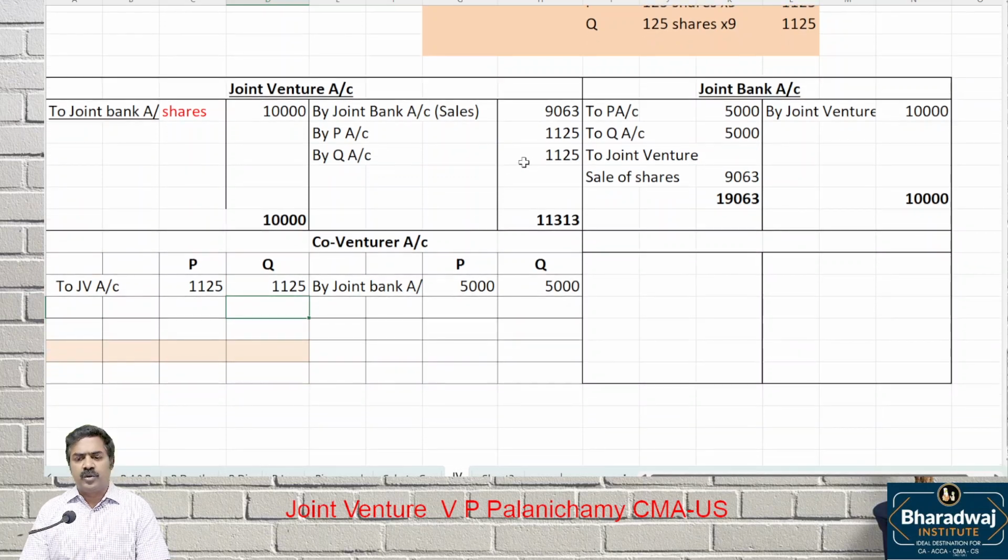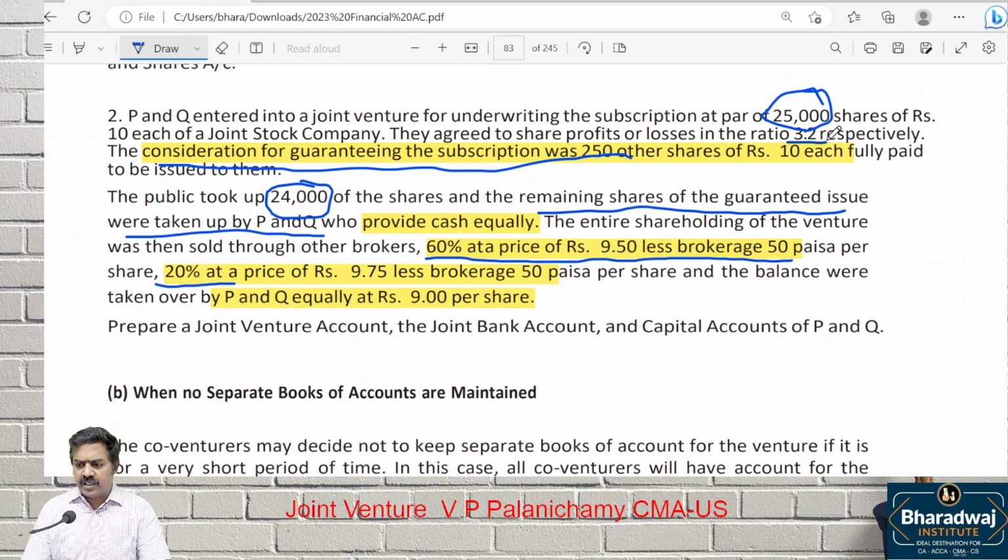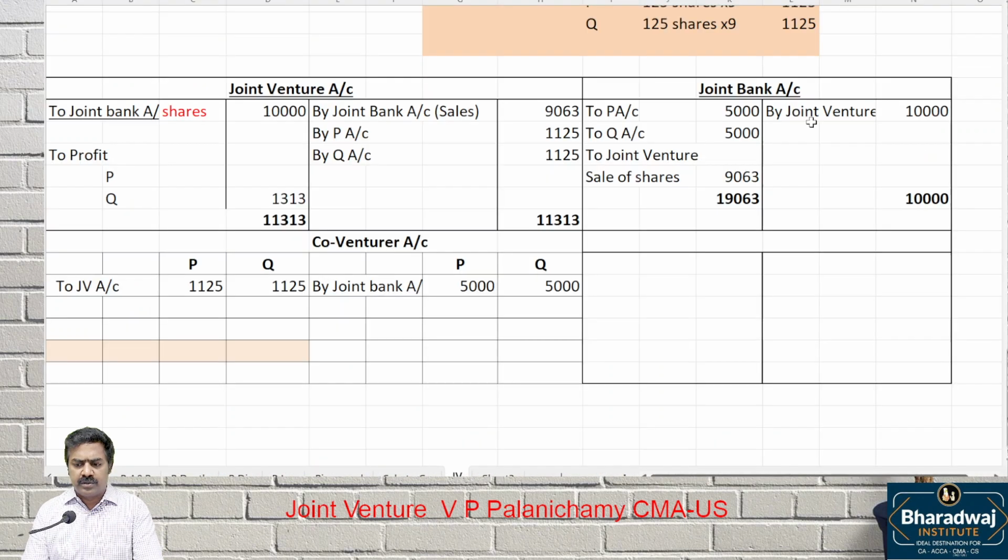Now the venture is over, closed. You can prepare joint venture account and tally the account. What is the balance? 11,313 minus 10,000, profit will come. This profit will be shared by co-venturers in which ratio? Look at the first paragraph. It is given. Co-venturers share profits and losses in which ratio? 3:2 ratio.